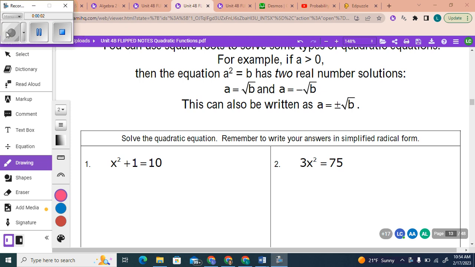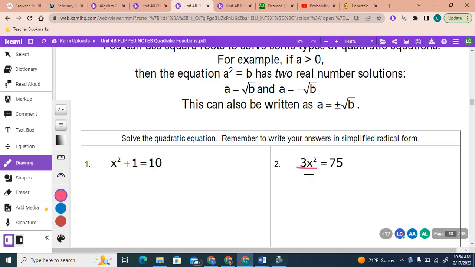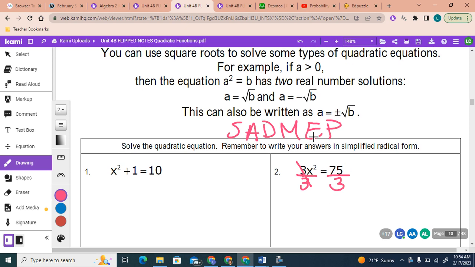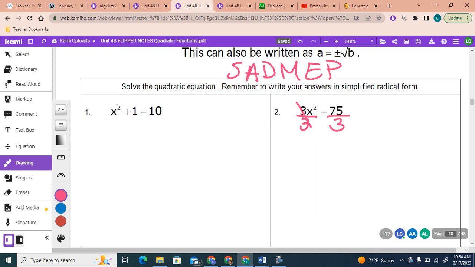Number 2 says 3x squared equals 75. Let's pretend that's an x for a minute. How do I undo that 3? How do I solve for x? Divide by 3. We know this from Algebra 1. To undo multiplication, we're following SADMEP. We undo PEMDAS. We start with subtraction and addition, then undo division and multiplication, then undo exponents and parentheses. So we're going to start by undoing multiplication by dividing. And we have x squared equals 25.